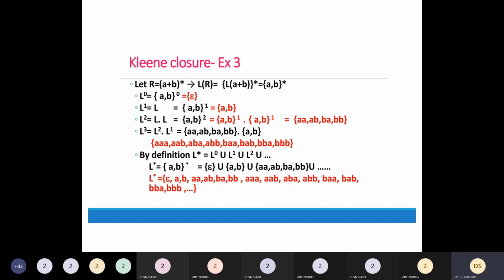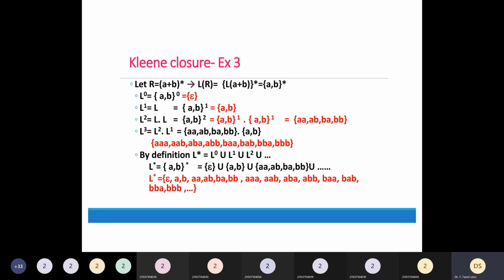So here the given regular expression is (a+b) whole star. The alphabet is {a, b}, and the regular expression is (a+b) whole star. The language of the particular regular expression, L of r, equals L of (a+b) star, which is equivalent to {a, b} whole star. First you have to set the value 0, that is L power 0, the 0th occurrence of the particular symbol. 0th occurrences means we know that the value is epsilon. Epsilon is nothing but the null string.